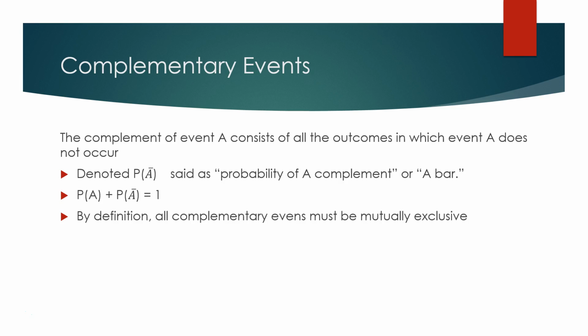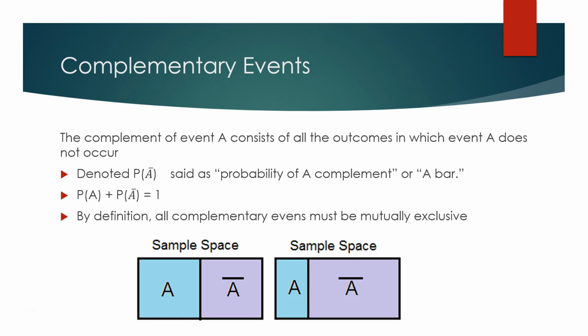By definition, all complementary events must be mutually exclusive. And here are two images. So let's say this would be heads and tails. If event A was flipping a heads, then A complement would be everything that isn't getting a heads. I'm assuming that we can't have the coin land on its side. I'm sure it's technically possible, but pretty improbable, so we won't include that in here. So A bar is going to be getting tails.